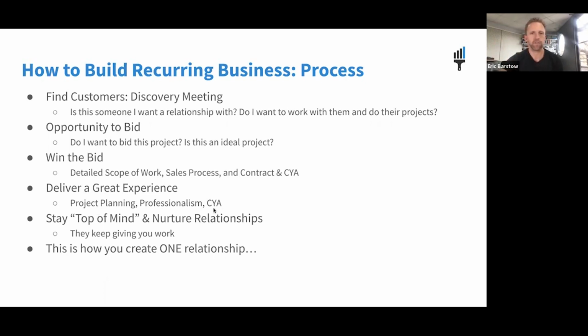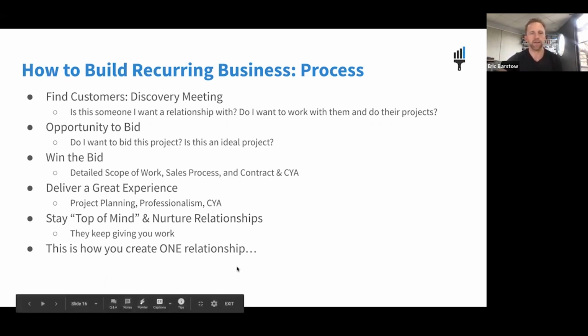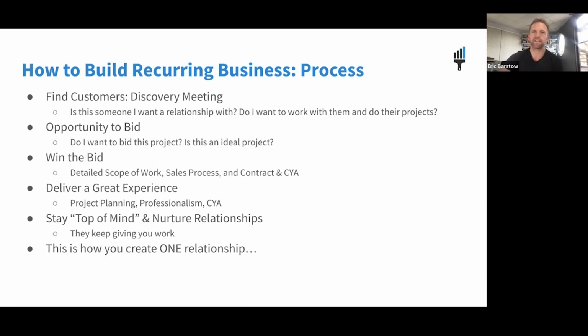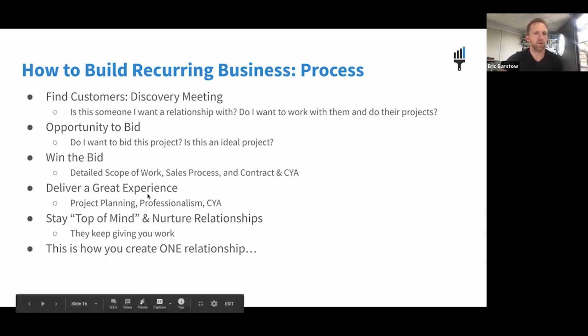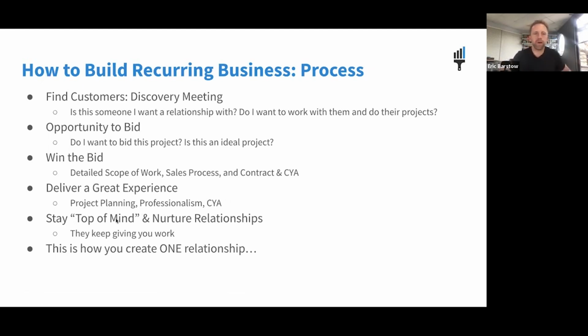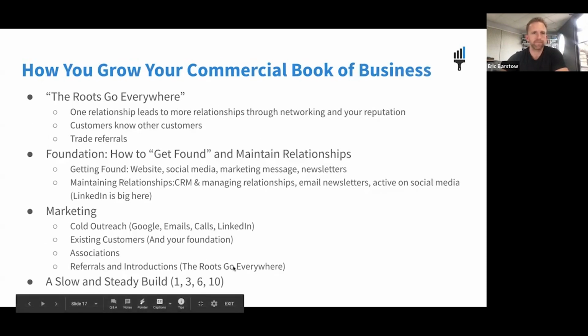This also includes professionalism and just the cover your ass stuff with safety and record keeping and tenant notices and warranty and job-specific safety plans and all that stuff. So once we've delivered a great experience, because we plan the project in detail, we had professionalism, then we just need to stay top of mind and make sure we nurture our relationships so that they keep giving us work. And that's the cycle. Now, if we get any of these wrong, we aren't going to build this recurring relationship. But if we get all these right, this is how we create one relationship that keeps feeding me work.